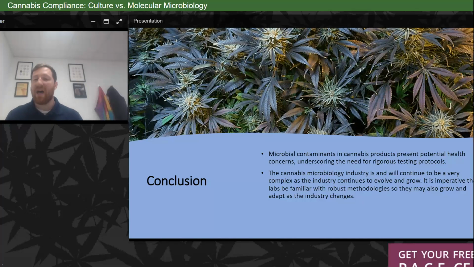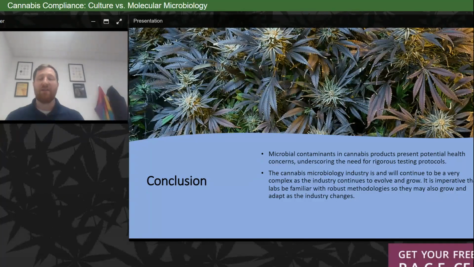But in conclusion, microcontaminants in cannabis products present potential health concerns, underscoring the need for rigorous testing of products. So at the end of the day, what microbiologists and compliance testing laboratories test for are things that could make people sick. In Florida, we are currently a medicinal-only state. So the fact that my product is going to help someone who may be immunocompromised or may have a differing immune system than someone who is able-bodied, we need to make sure that we are doing everything we can to have valid and defendable results.